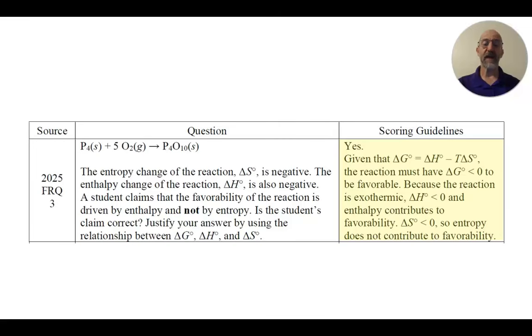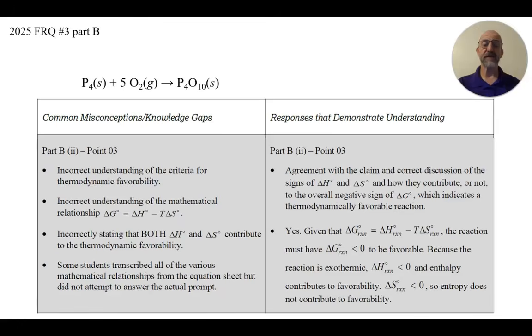And then it goes on to say, because the reaction is exothermic, delta H is negative, and so, yes, the enthalpy does contribute to favorability and can be a driving force. But on the other hand, delta S is negative, and so therefore entropy does not contribute to favorability. Now, on to the Chief Reader Report, and I'll show you examples of student mistakes or misconceptions for this question.